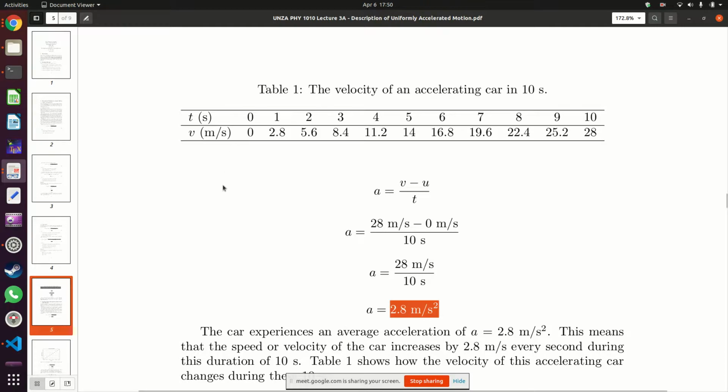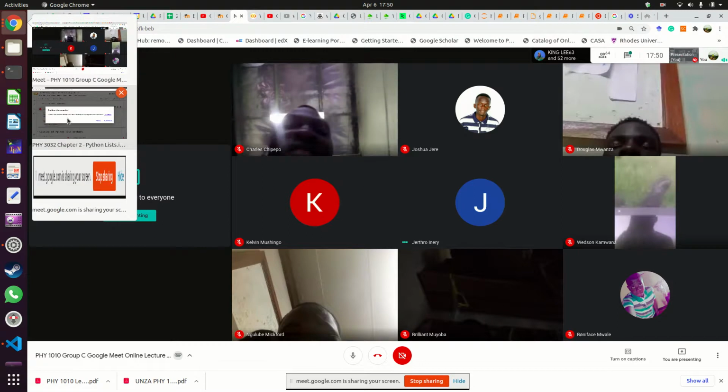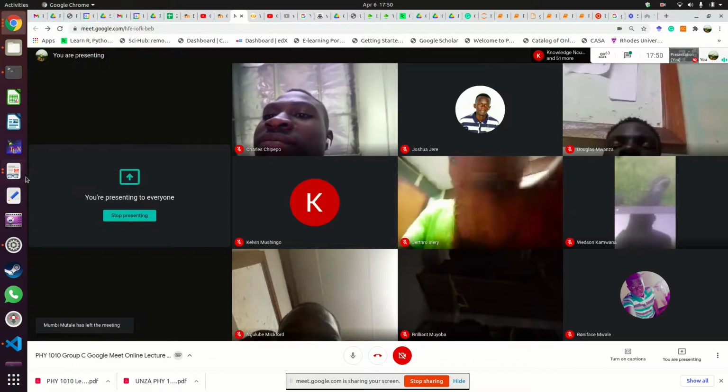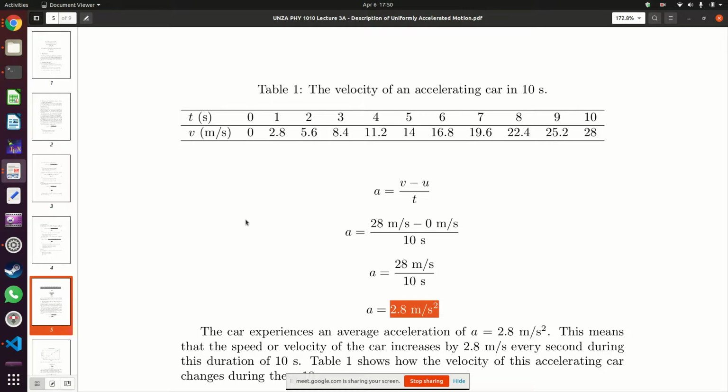Any questions? Is it instantaneous velocity? Instantaneous velocity is what the police are interested in. Instantaneous velocity is the speed of an object at a specific time. That's what instantaneous velocity is. The police are interested in that.